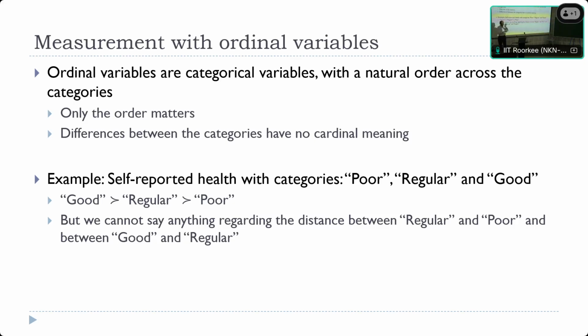Here is an example of self-reported health categories. If you have worked on health, you have often worked with these self-reported categories. Suppose you have three categories: good health, regular health, and poor health. The question is, how much larger is regular health compared to poor health?